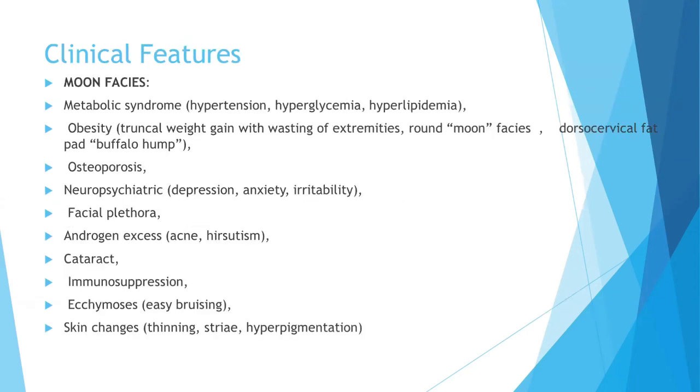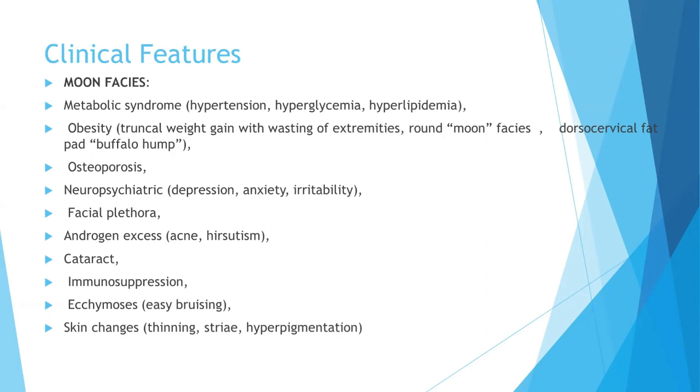The clinical features are metabolic syndrome, like hypertension, hyperglycemia, hyperlipidemia, and obesity. Okay, just remember the moon facies. So M for metabolic syndrome, O for obesity, another O for osteoporosis, N for neuropsychiatric conditions, F for facial plethora, A for androgen excess, C for cataract, I for immunosuppression, E for ecchymosis, and S for skin changes.